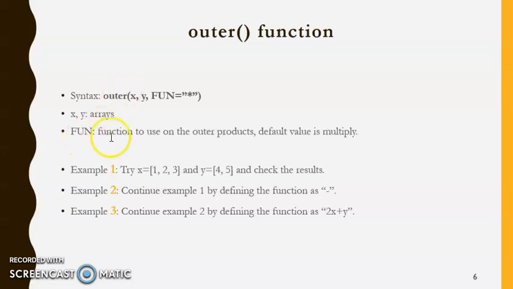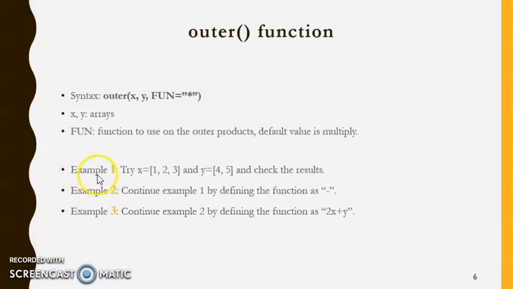And here it says the function to use on the outer product, and the default value is multiply. We are going to try all of these things together. I agree, it is not understandable like sec just by reading and checking the syntax and the result. So let's do it.